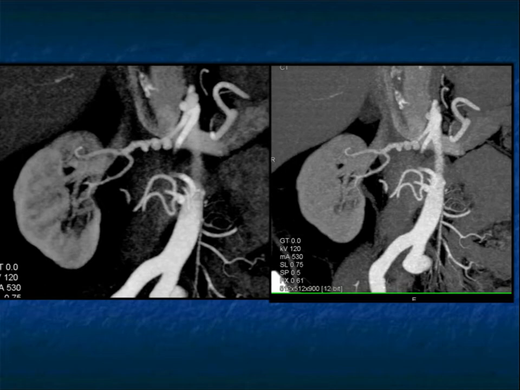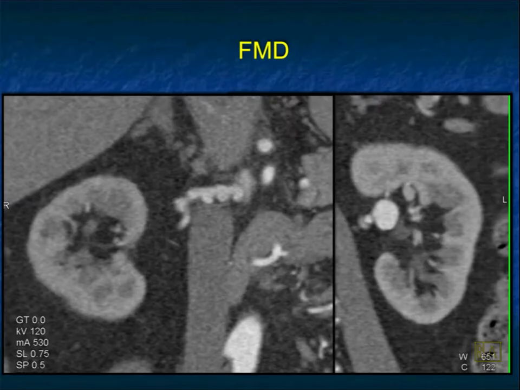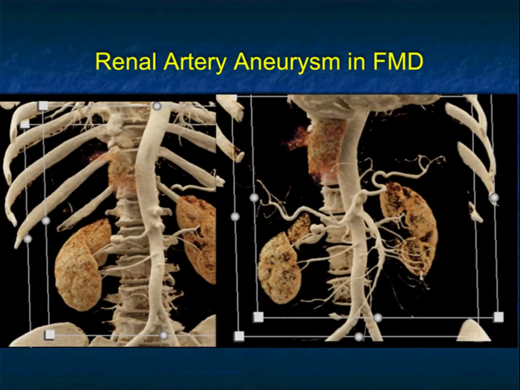Again, in this example, a combination of volume rendering and MIP is particularly good for looking at these findings. Here's another example, FMD in the mid-third of the right renal artery, and then there's an aneurysm on the left. So again, very nicely shown, that example as well.